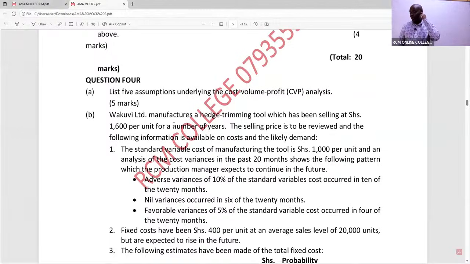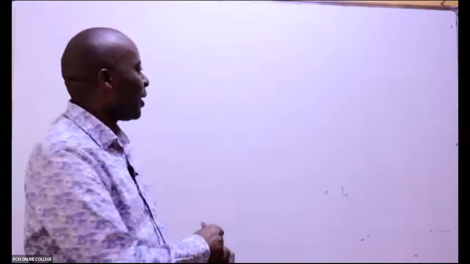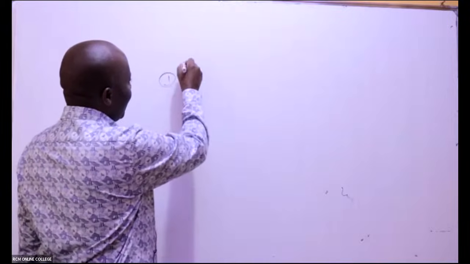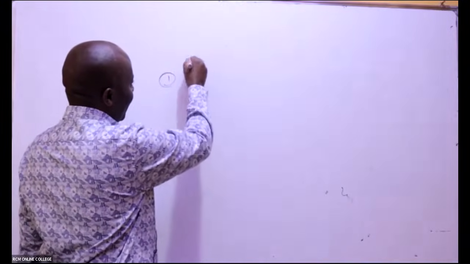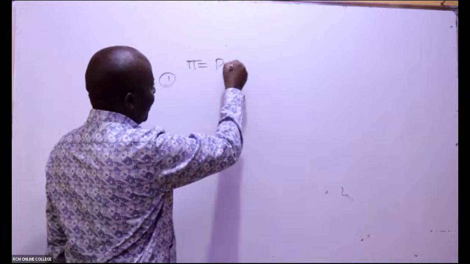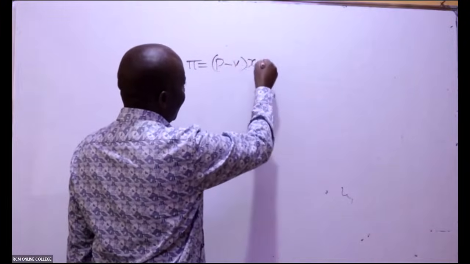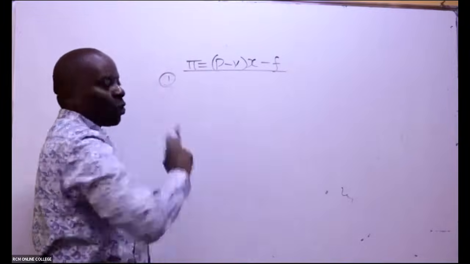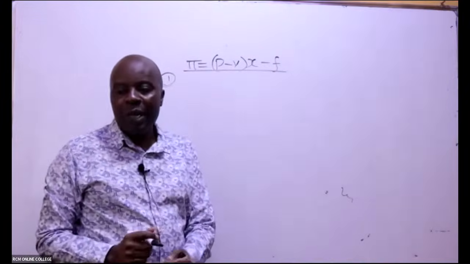These assumptions, of course, you must be having them somewhere. Assumptions of CVP, you must be having them somewhere. We know that cost, volume, profit analysis. We normally assume, ladies and gentlemen, the CVP assumptions. Number one, remember, profit equals price minus variable cost minus fixed cost, like that. So from this profit equation, we shall be able to get so many assumptions.